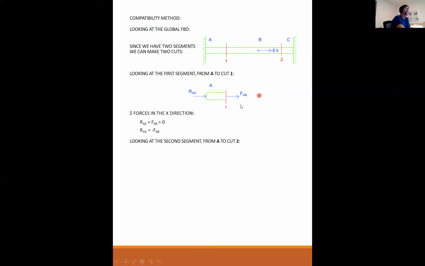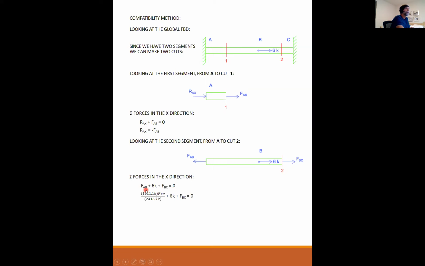The second segment from A to cut number 2 looks like this. Because the end reaction is equal to negative FAB, then I plugged in the negative FAB right here for that end reaction. And then I have 6 kips, and I have the force BC here. Summing the forces in the X direction, I have minus FAB plus 6 kips plus FBC equals 0.